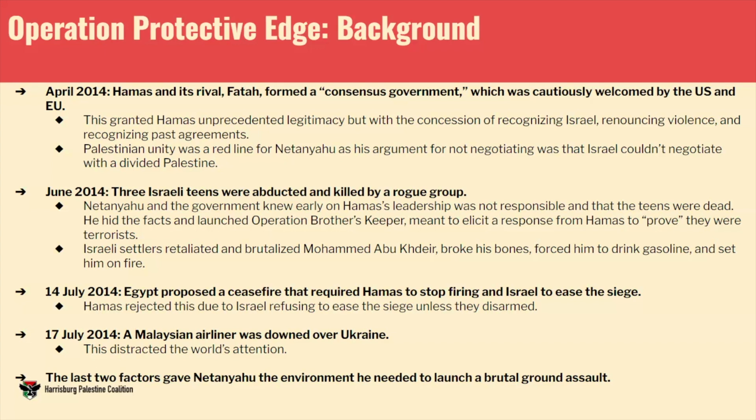On the 14th of July, Egypt proposed a ceasefire that required Hamas to stop firing and Israel to ease the siege. Hamas rejected this due to Israel refusing to ease the siege unless they disarmed. And so I think some people would think, well, why won't they just do that? That sounds like a fine agreement.